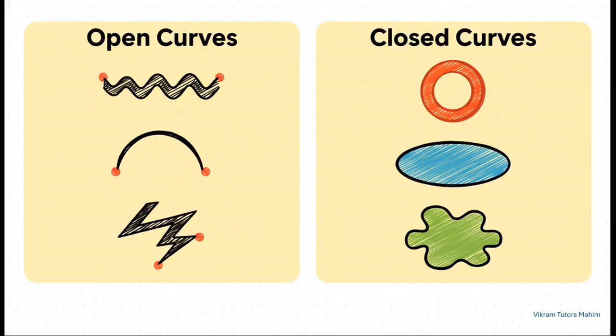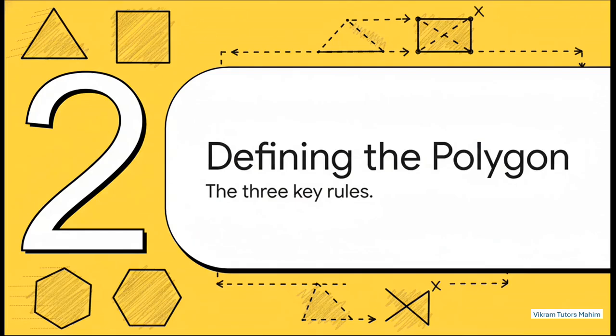Okay, so now that we know what a curve is, we can split them into two main types. You've got open curves, which have very clear start and finish points, and then you've got closed curves. These are the ones that loop all the way around and connect back to themselves, so there's no real end at all.